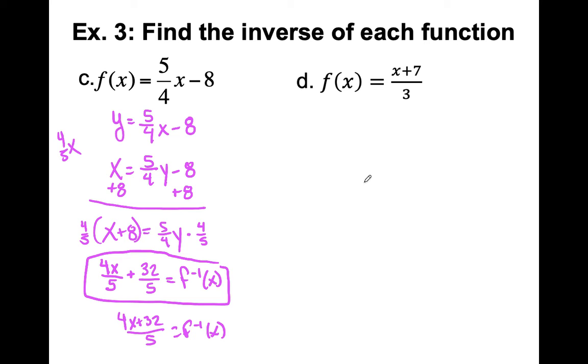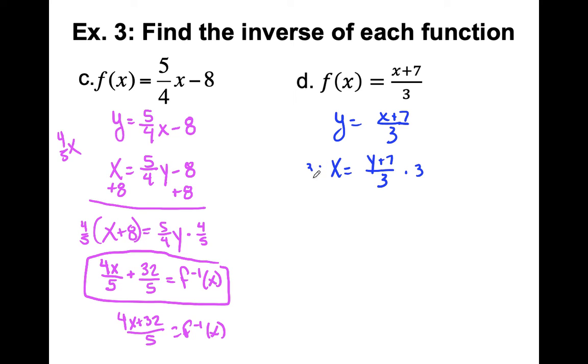So now we have f of x equals (x plus 7) divided by 3. So this is really y equals (x plus 7) divided by 3. So our first step, after that, is we switch our x and our y. So x equals (y plus 7) divided by 3. Now, to solve for y, we can't get rid of the 7 first. We have to get rid of the 3 first.